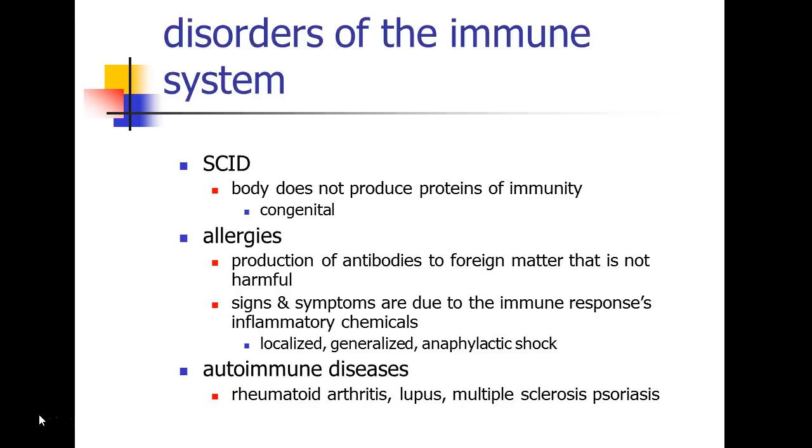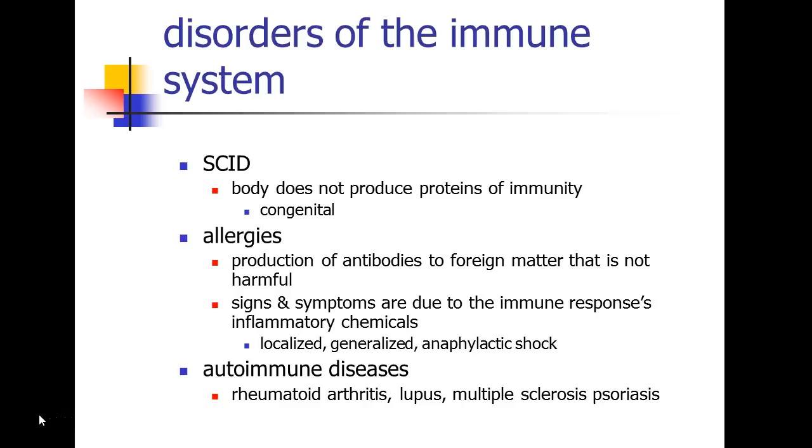We talked about allergies before. When our body produces antibodies and an immune response with those substances like leukotrienes and histamine that make our eyes water and our nose run that we don't really need. And it was really not preventing anything harmful in our body. But here again, we said the signs and symptoms are due to the immune system's response to the inflammatory chemicals.